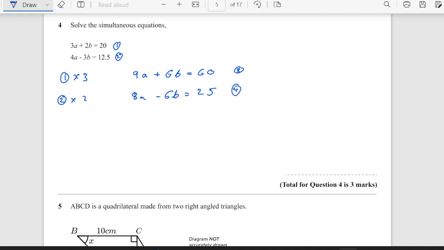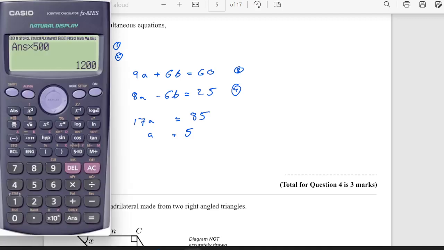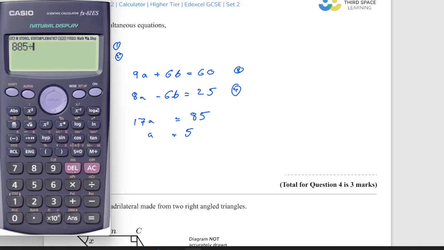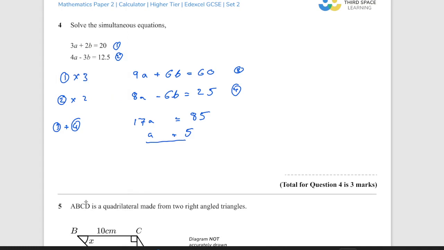And then I'm going to say, because I've got a negative and a positive, if I add these equations together, so add equation 3 and equation 4 together, my b's will cancel. So that will give me 17a is equal to 85. And then I divide both sides by 17, so a is going to be equal to 85 divided by 17, which is 5. Again, double check that on the calculator. I get very confident and then find I've made a mistake early on. 85 divided by 17 is equal to 5. Yeah, so that's the value that I'm using for a.